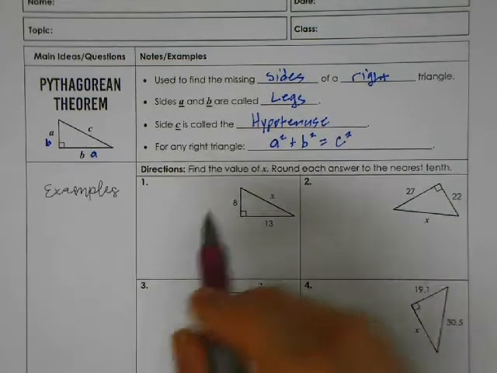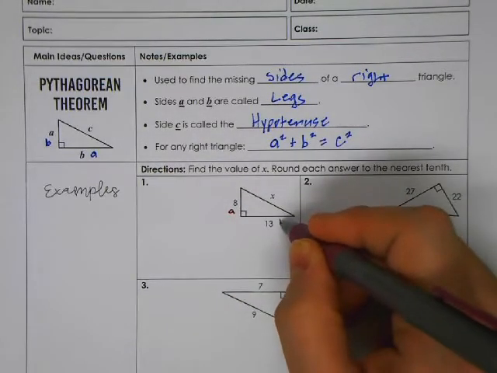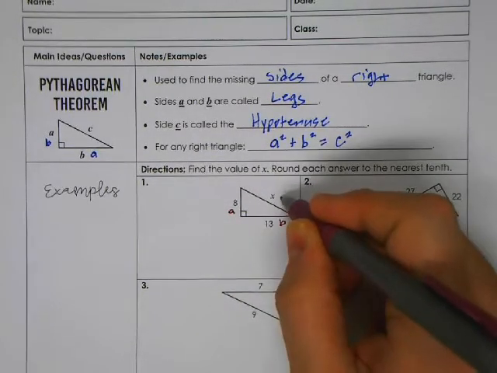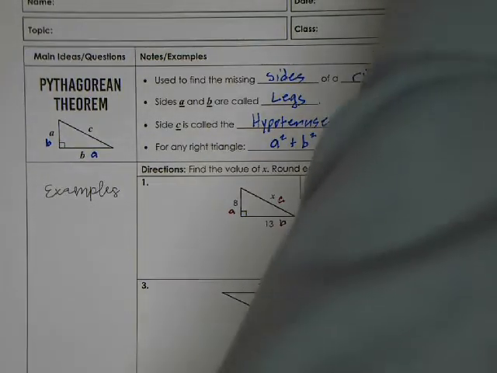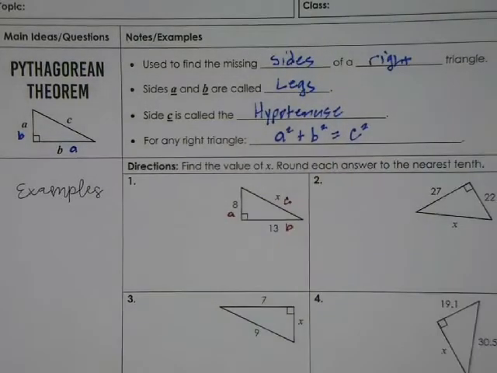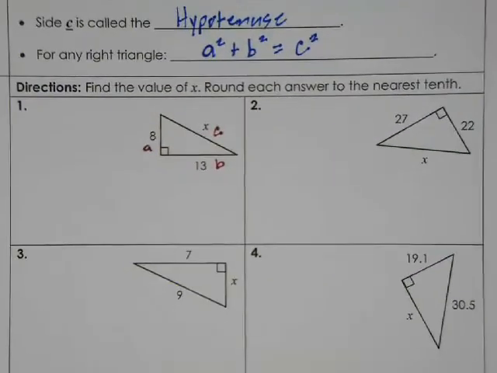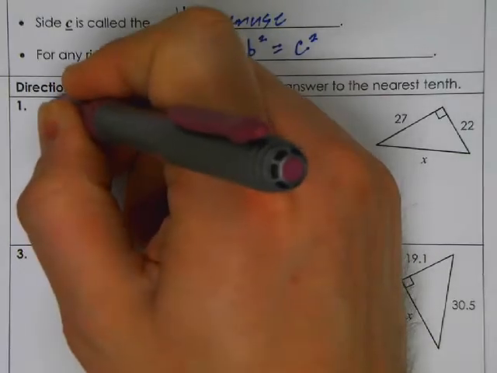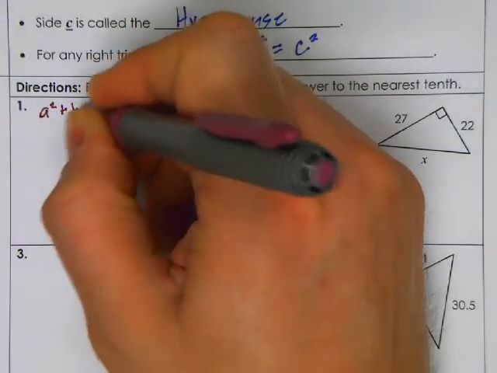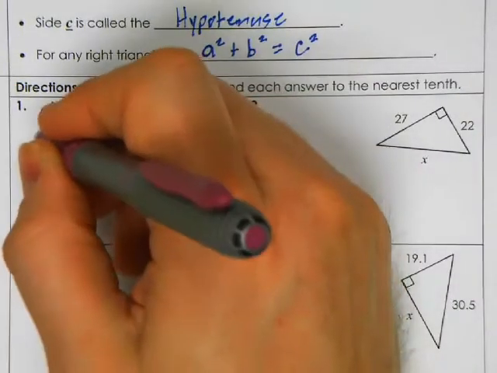So for instance here, this is what I would look at as side A, and this is what I would look at as side B, and of course the hypotenuse is always the side opposite of the right angle. So let me zoom in a little bit so it's a little easier to see. According to the Pythagorean theorem, we have a squared plus b squared equal to c squared. So we just plug in those numbers.